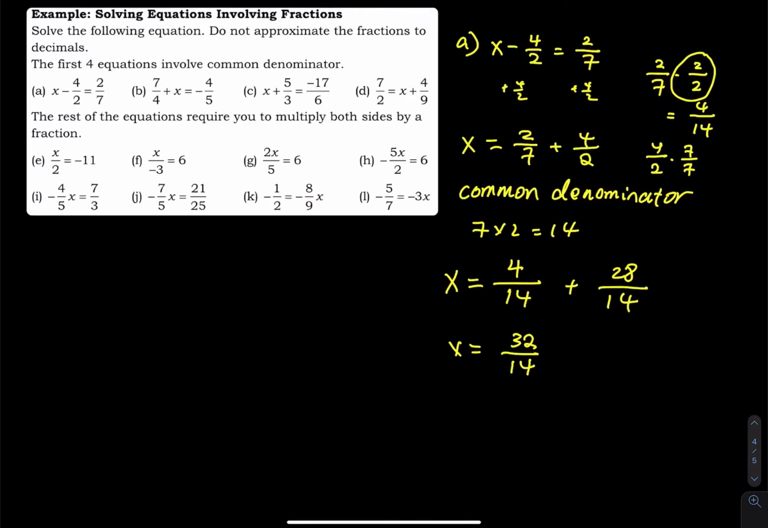To me, this fraction is fine, but you are responsible for reducing the fraction sometimes. Here they are both even, so you can have 32 divided by 2, which equals 16, and 14 divided by 2 is 7. So you just reduce the fraction. In this problem, I prefer not to approximate the fraction. If you want to approximate, just take 16 divided by 7. But the purpose is I want to practice common denominator.